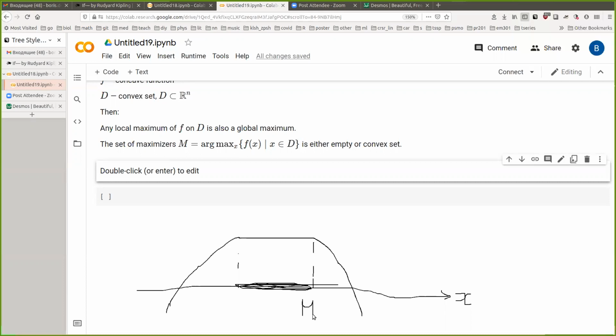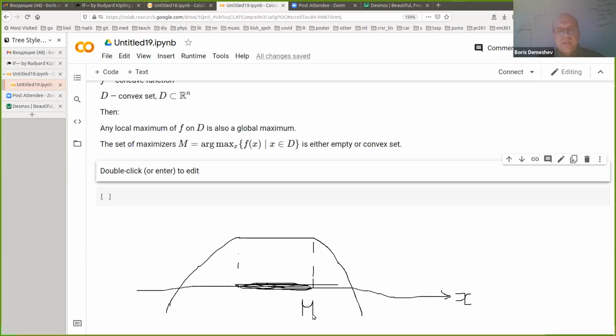I have a question. What is an example of when we have a local max on a non-convex set, but it is not a global max?